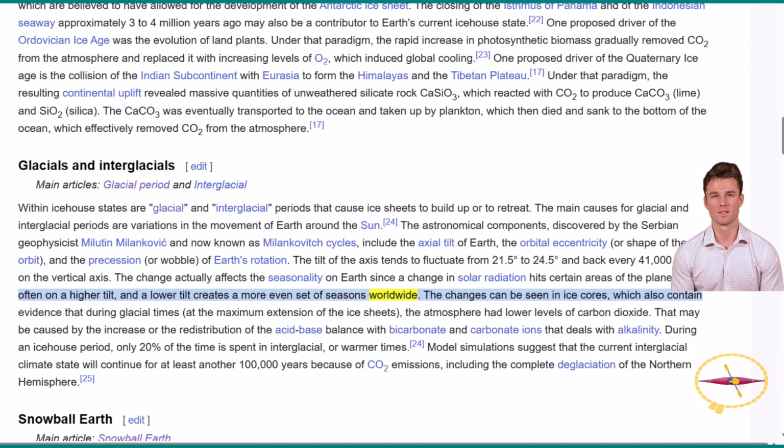The changes can be seen in ice cores, which also contain evidence that during glacial times, at the maximum extension of the ice sheets, the atmosphere had lower levels of carbon dioxide. That may be caused by the increase or the redistribution of the acid-base balance with bicarbonate and carbonate ions that deals with alkalinity. During an icehouse period, only 20% of the time is spent in interglacial, or warmer times.